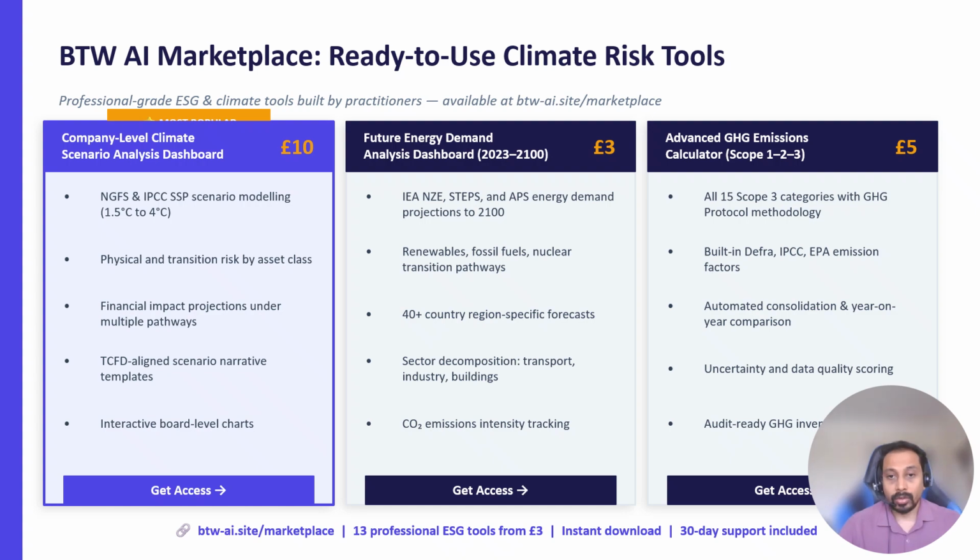So the flagship tool for this module is the company-level climate scenario analysis dashboard at £10. Definitely you can explore it. It models physical and transition risk under the NGFS and IPCC SSP scenarios from 1.5 degrees to 4 degrees Celsius, produces financial impact projections under multiple pathways, and generates TCFD-aligned scenario narratives with interactive board-level charts. It's built in Power BI and Excel and also through AI, and it works immediately without any special software.